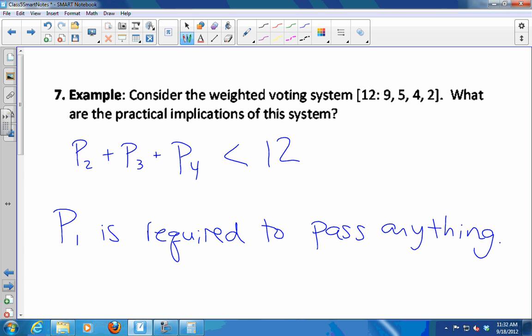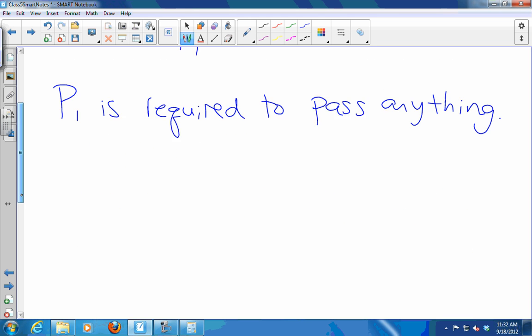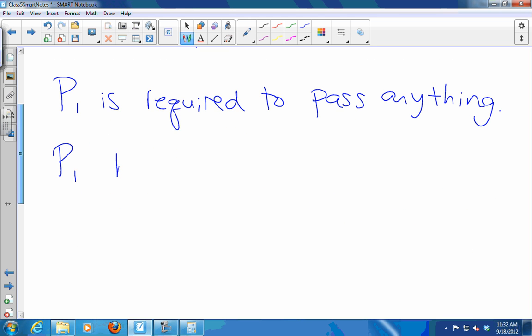But player one's not a dictator. They can't pass a motion by themselves. They can't say, I want this to pass, thus it will be, right? But they can stop something from passing. So we say player one has veto power. They have the ability to block a motion.